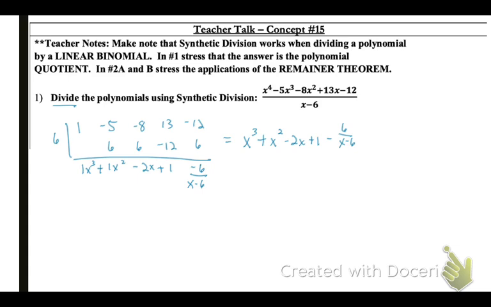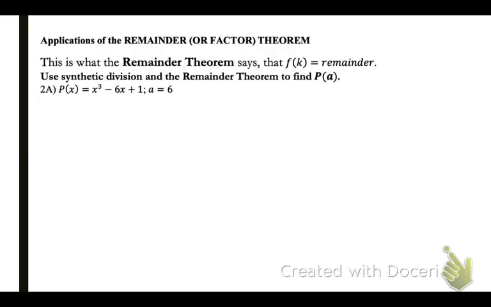Now in Math Excel, it might just ask you for the remainder, and in that case, you would just give the number negative 6. But sometimes, if you express your whole answer as a polynomial, then you can put the remainder as a fraction. All right, number 2, we're using the same process, synthetic division, but this time we're using a different application of it.